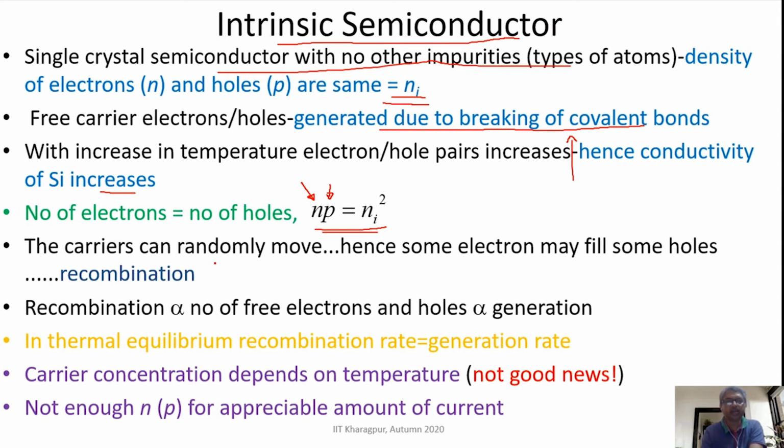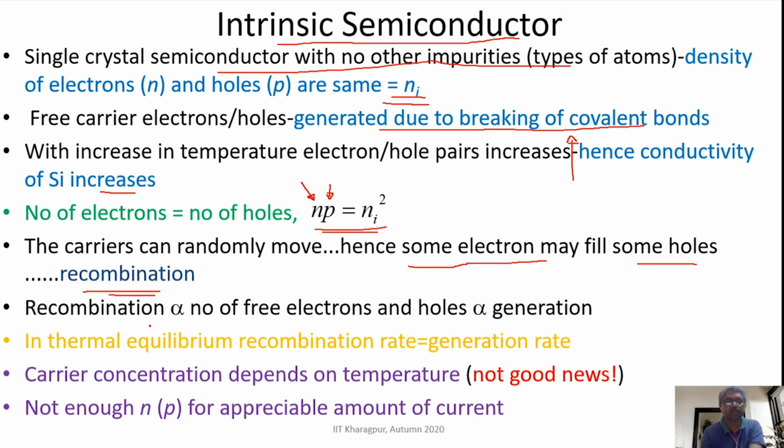So these carriers can randomly move, and some electrons from conduction band may jump back to the valence band and recombine with holes. This particular phenomenon is known as recombination. Let me repeat it once more. If there is a breaking of covalent bonds, the electron from valence band will go to the conduction band, and it is free to move. Now it might happen that those electrons jump back from conduction band to valence band and meet with holes. This particular process is known as recombination.